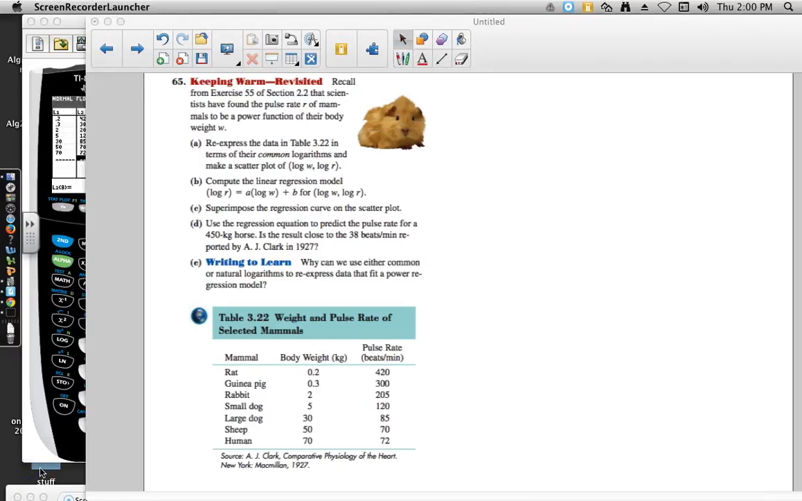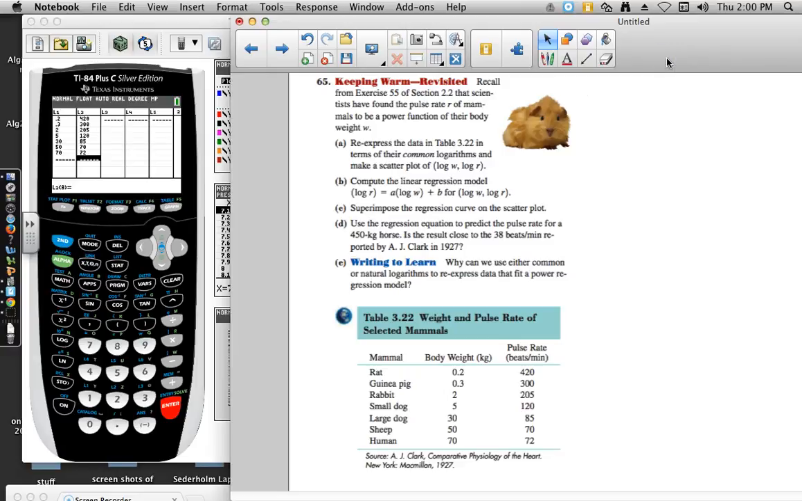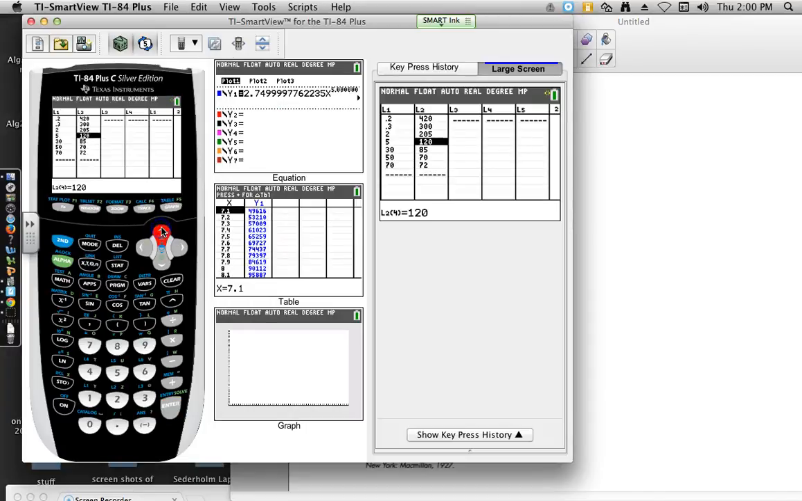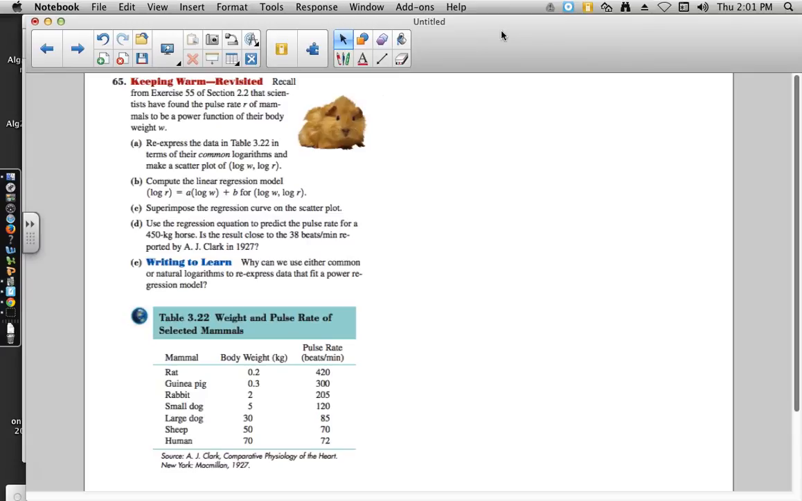And ready to go. So we're going to re-express this by using the common logarithm, and we're going to see what happens. So now instead of ln, we're going to go back up and put log. So log of list 2, and over to list 1, and log of list 1. So now we have the common logarithms in there. That's our re-expression of the data.